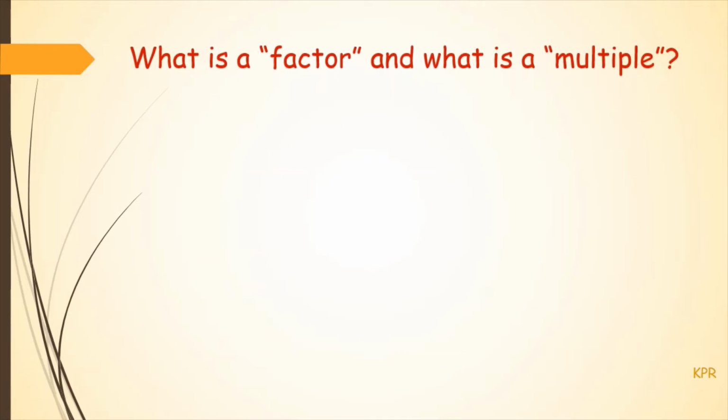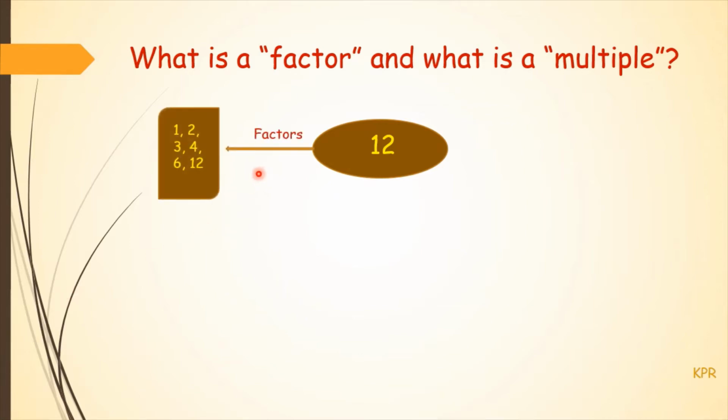Now we will see what is a factor and what is a multiple. Consider the number 12. For this number 12, the factors are 1, 2, 3, 4, 6 and 12. Factors are the numbers which divide the given number. Hence, for any number, there are finitely many factors.